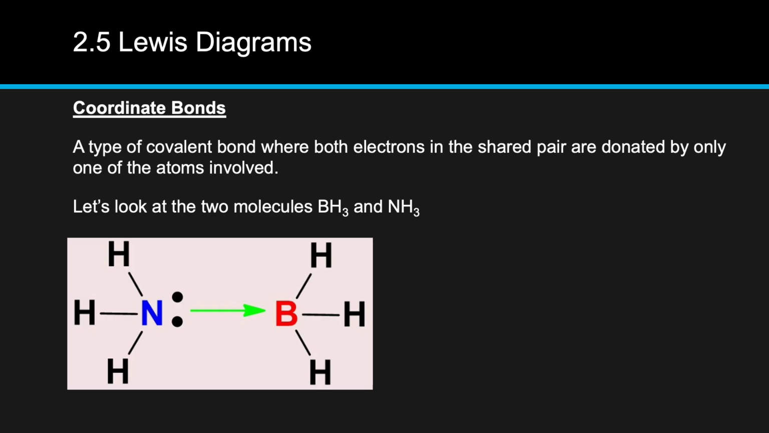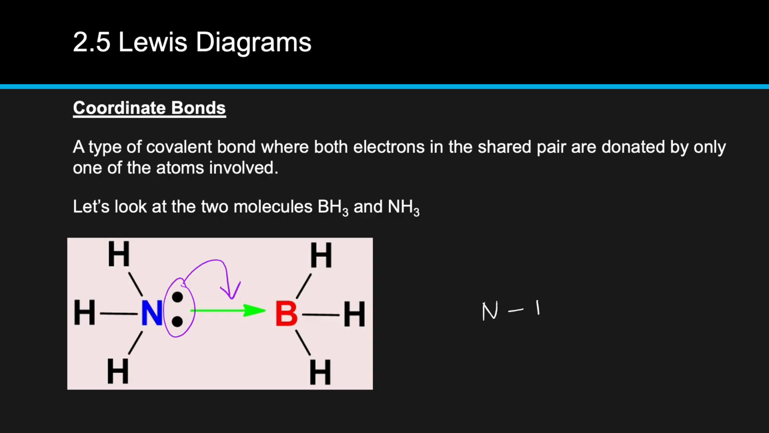So if we look at the two molecules, NH3 and BH3, we know that the nitrogen in NH3 has a lone pair on it. We also know that the boron in BH3 does not have a lone pair on it because it only has 3 valence electrons. So if these two molecules were to join and become one molecule, what would happen is that the lone pair on nitrogen would be donated as a bond between nitrogen and boron. So our final structure would look something like this.